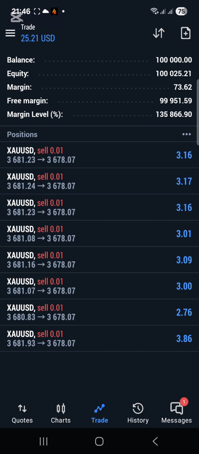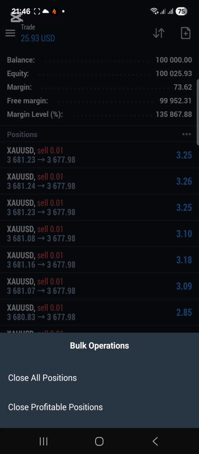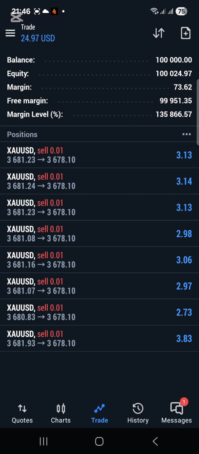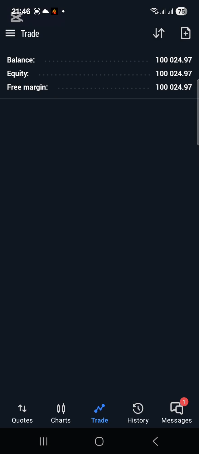Now I'm going to close it there, guys, and all you need to do is just click on the 3 dots on the top right like that, and then you click close all positions like that. That's how you close your trade.